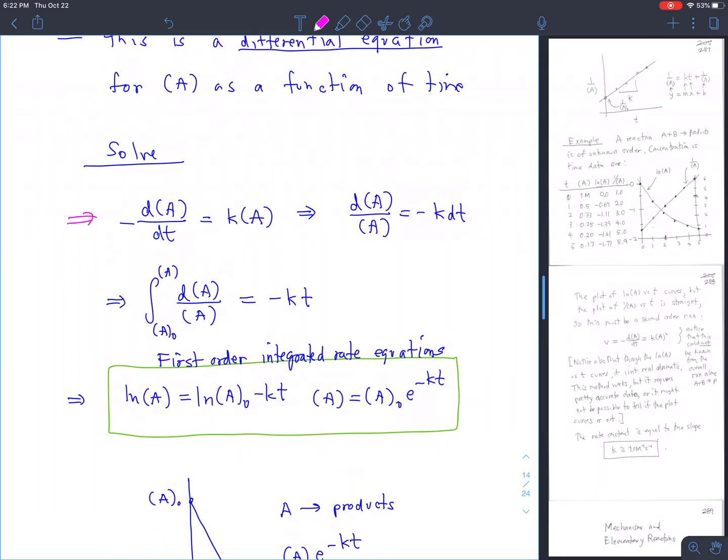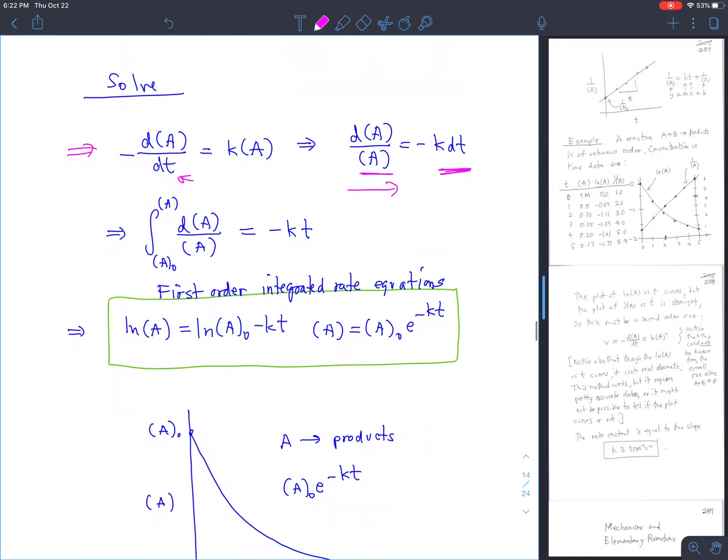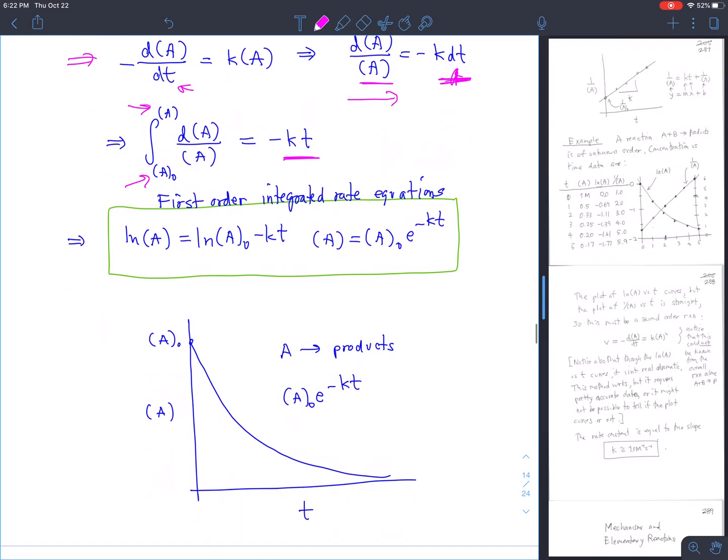We have that minus dA/dt equals kA. Dividing through on both sides by A, you get dA over A, and multiplying through by dt, is equal to minus k dt. Now we integrate both sides from the initial concentration at time 0 up to whatever the concentration is at some arbitrary time. And that's equal to t on this side. Integrating dt from 0 to t is equal to t. So minus kt on that side. And then the integral of dx over x is equal to log x.